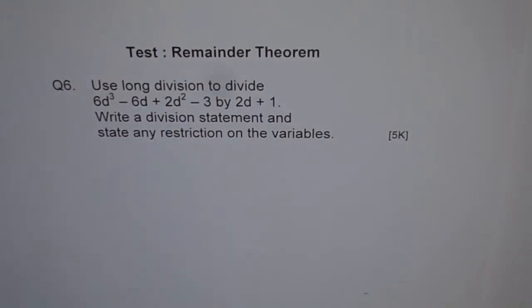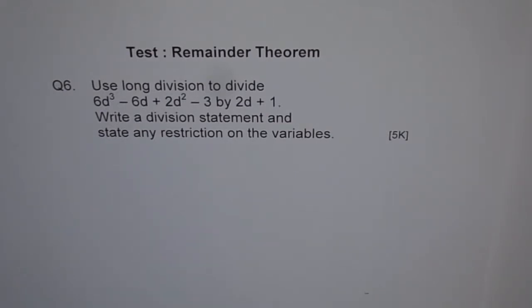Question number 6. Use long division to divide 6d cubed minus 6d plus 2d squared minus 3 by 2d plus 1. Write a division statement and state any restrictions on the variable.